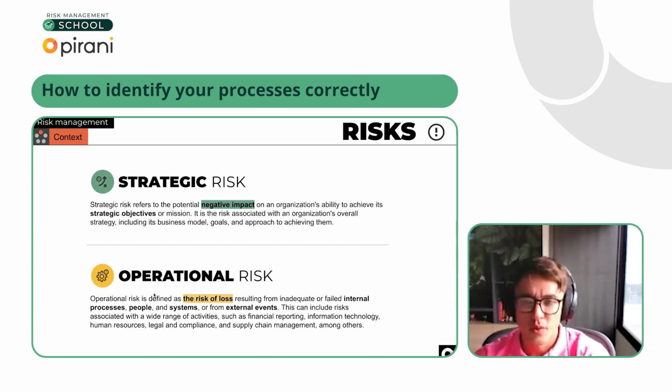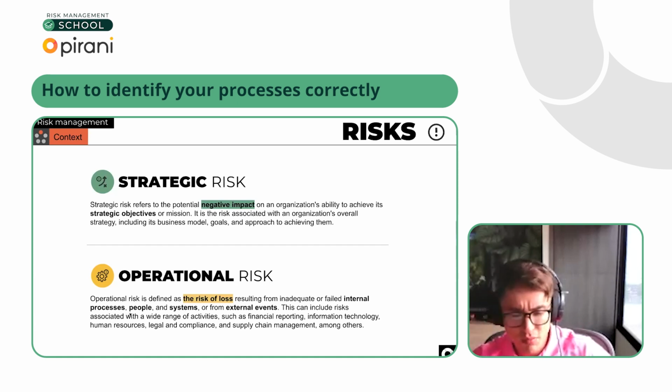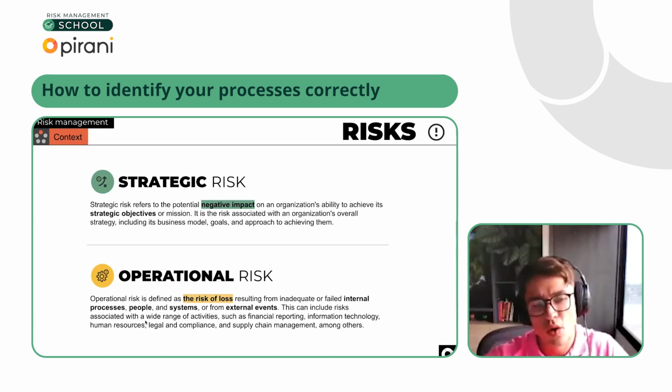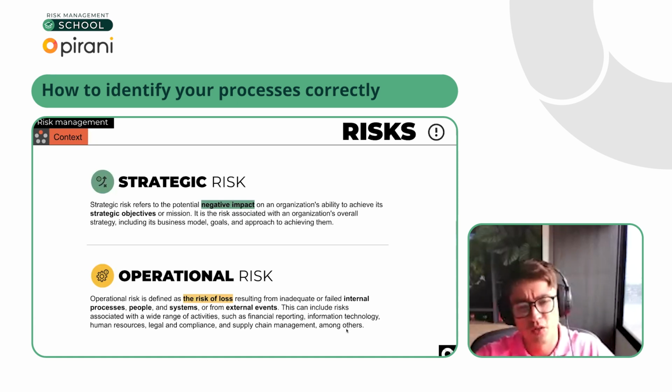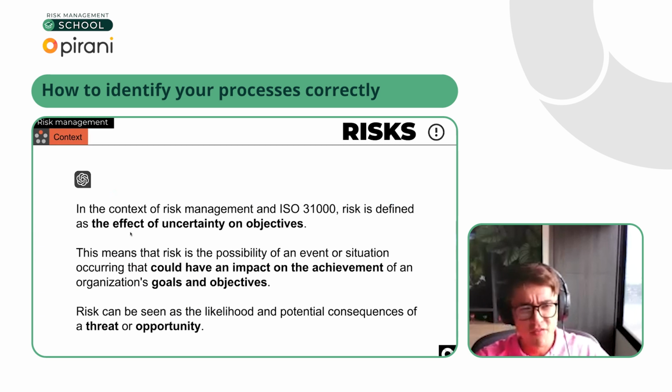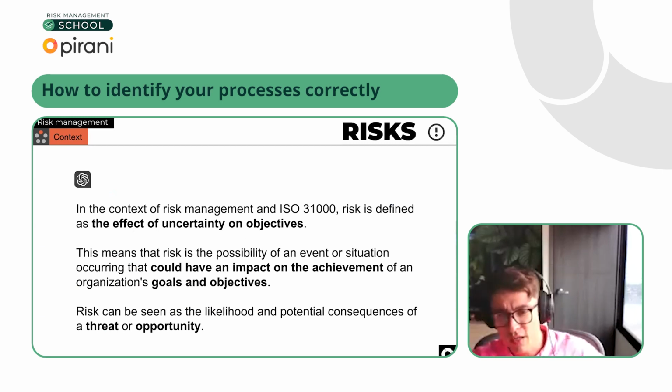Operational risk is defined as the risk of loss resulting from inadequate or failing internal processes, people, systems, or external events. We're going to explain it a little bit more later. This can include risks associated with a wide range of activities, such as financial reporting and information technology. So we're going to work with these two definitions. If we're talking about risk, it is the effect of uncertainty on objectives.